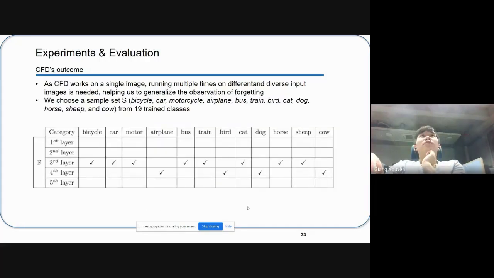And to generalize the observation, we try to run our tool on many images. For example, we choose a bicycle, car, and some very outstanding classes in MS COCO. And the result of the CFD asserts that the third layer is the weakest block. And based on this table, we will freeze block 1 and block 2, or we apply a very tiny learning rate during training.